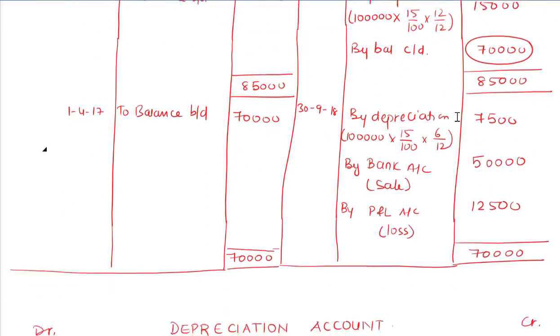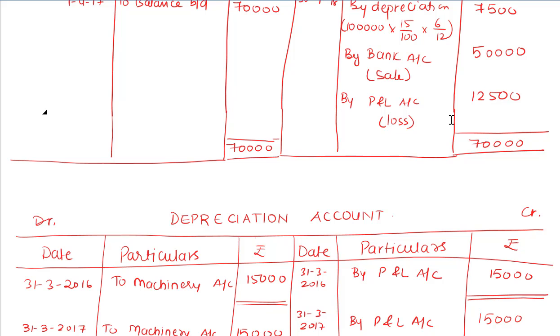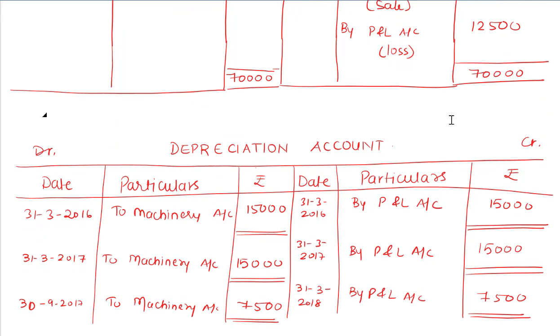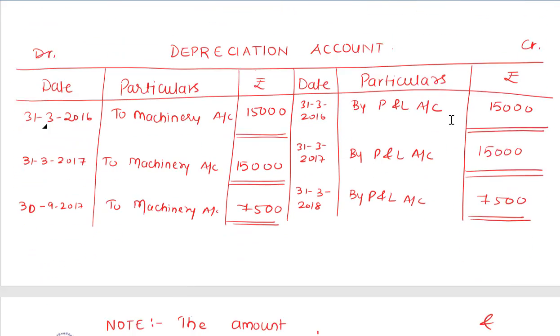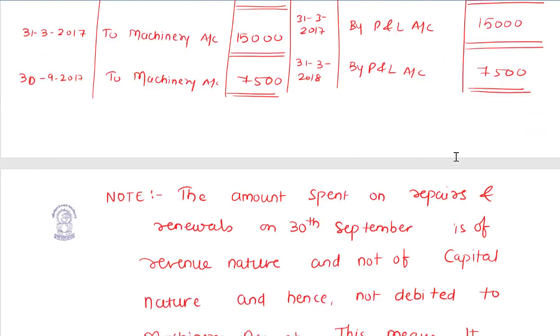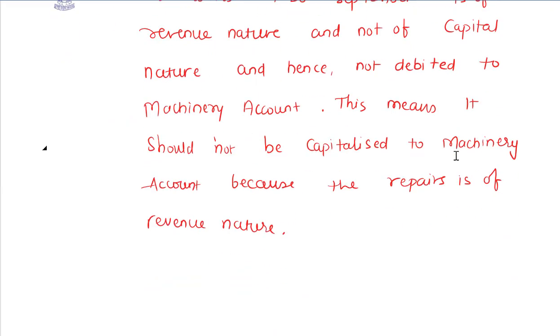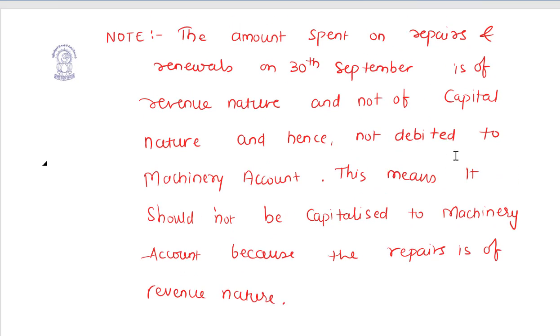We made the machinery account for 3 years. First year, second year, third year. And then we made this depreciation account. We transferred the amount of depreciation to profit and loss account, and we wrote a crucial note in relation to the mid repairs, and that repair was of revenue nature. I believe you understood till here.